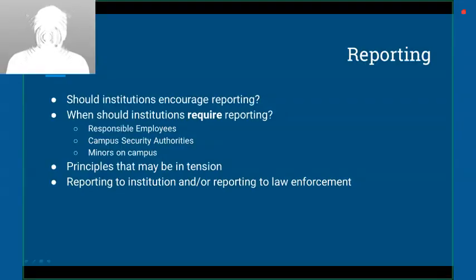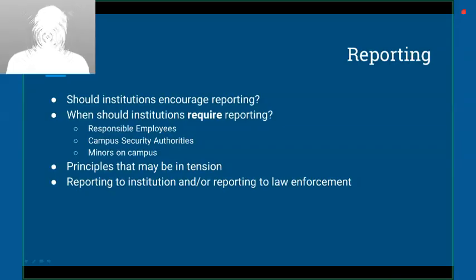And then also important when thinking about these sort of policy decisions about encouraging reporting and/or requiring reporting, to think about what legal obligations there might be with respect to minors on campus, whether they're students who have started college before turning 18, whether they're participants, high school students or younger, or whatever the situation might be, what obligations might some individuals on campus have about that.